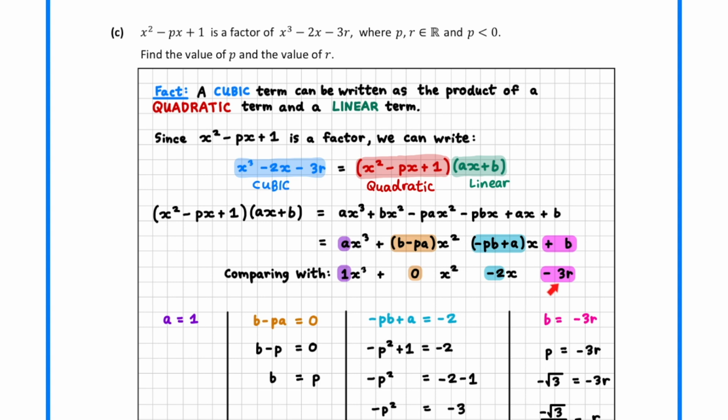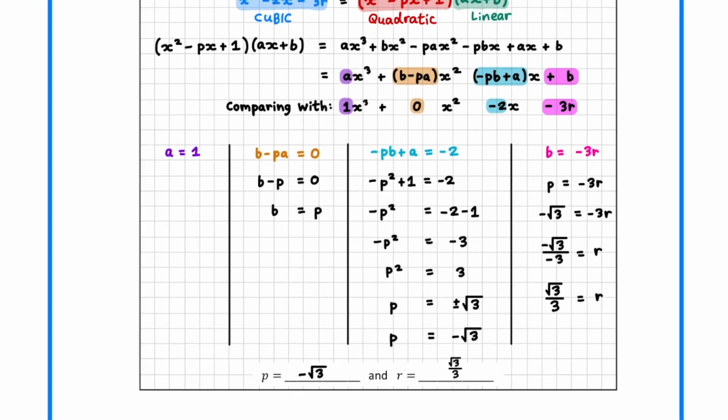us with 4 equations. The first equation tells us the value of a directly. Subbing this into the second equation and rearranging tells us that b is equal to p. Subbing these values into the third equation gives us the value of p, and then subbing into the fourth equation gives us the value of r.